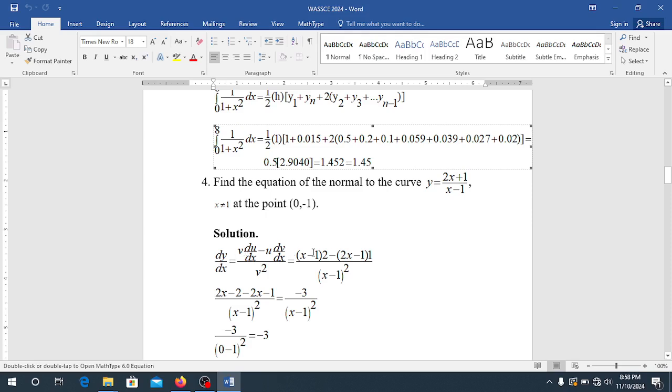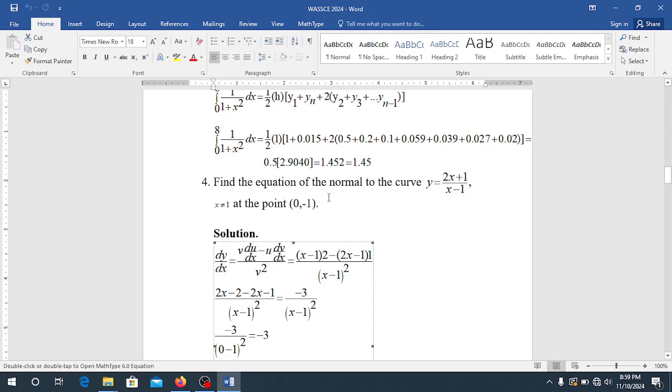V is x minus 1, so dv dx is 1. U is 2x plus 1, but du dx is 2, all over v squared. Opening the brackets, 2 times x is 2x, 2 times negative 1 is negative 2. Opening the bracket here to give us this. Please take note that this here was supposed to be plus. There's a mistake there. So that simplifies to give us minus 3 over x minus 1 all squared.